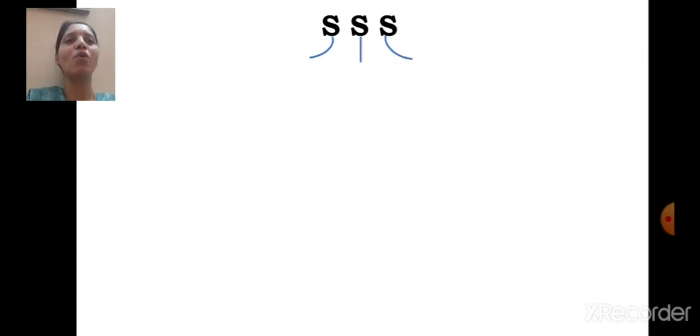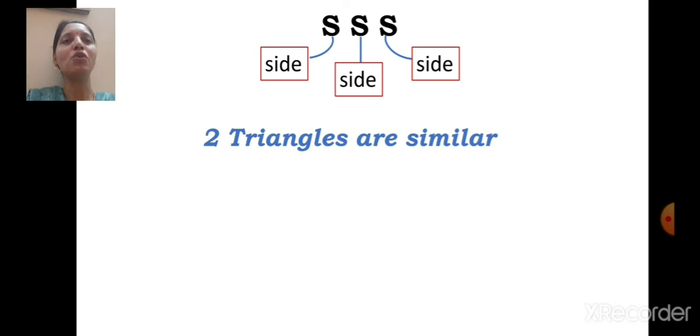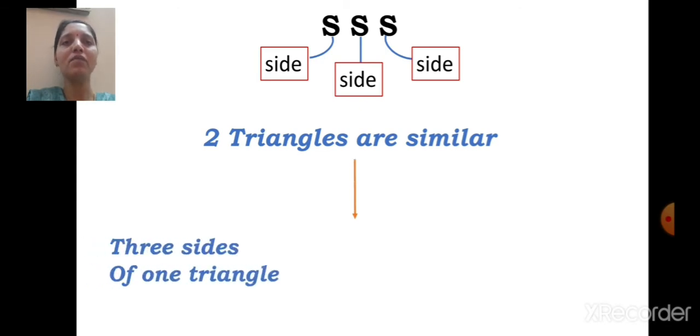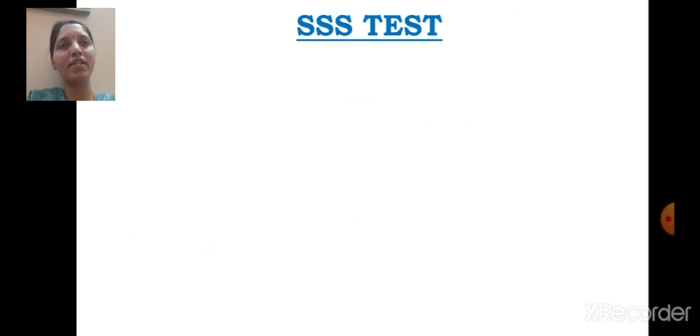Now let's move on to the next test, that is the SSS test. Here you have to consider three corresponding sides of two triangles. If you have two triangles, then you can say that two triangles are similar only when the three sides of one triangle are in proportion to the three sides of the other triangle. Let's understand this with the help of an example.